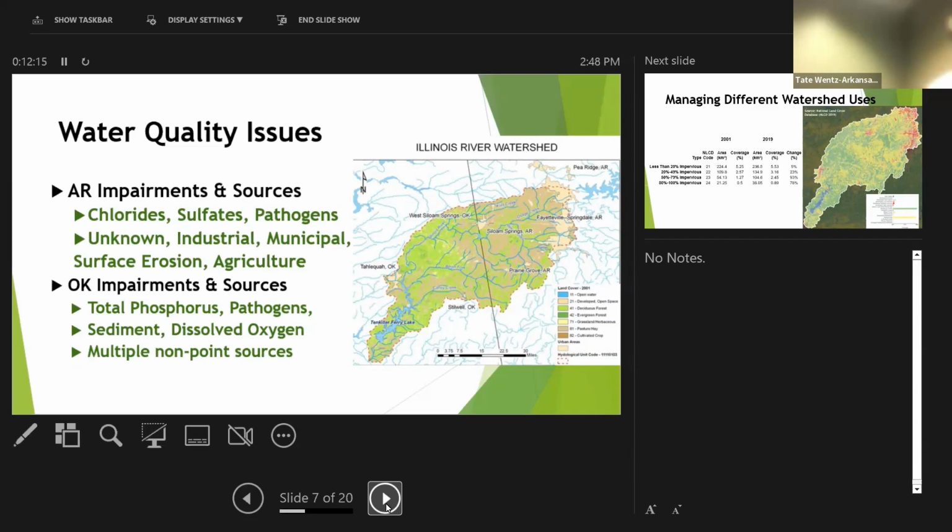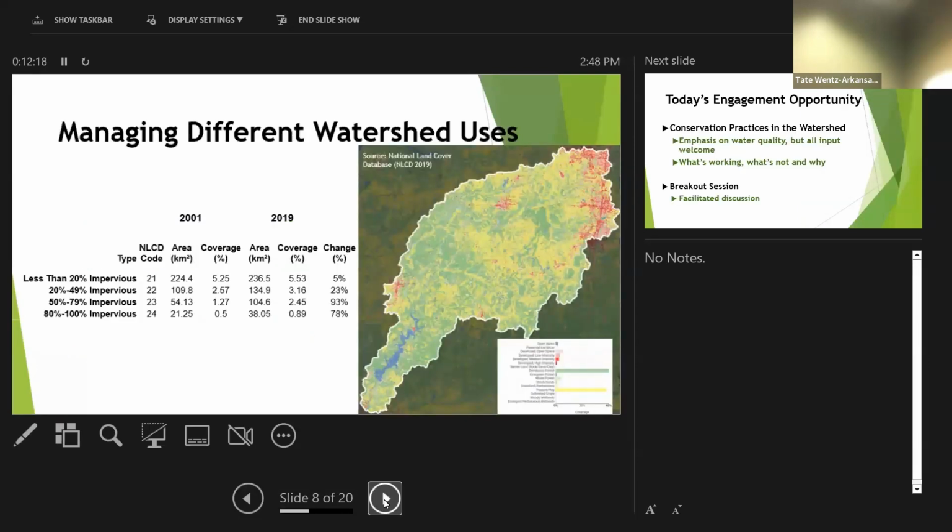Next. Here you get a look, and I don't know if folks in the back of the room can read all the numbers. The slides will be available afterwards. We looked at some of the land uses here. On the left side you'll see the 2001 land use, and on the right, 2019 land use. The last column shows some of the changes.